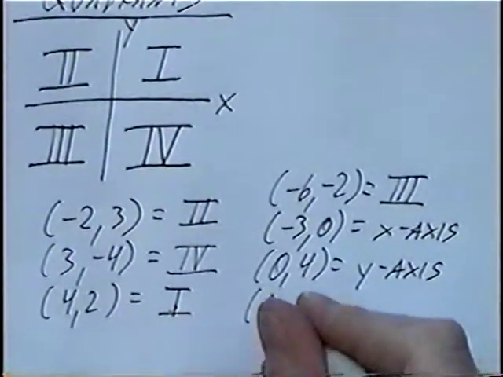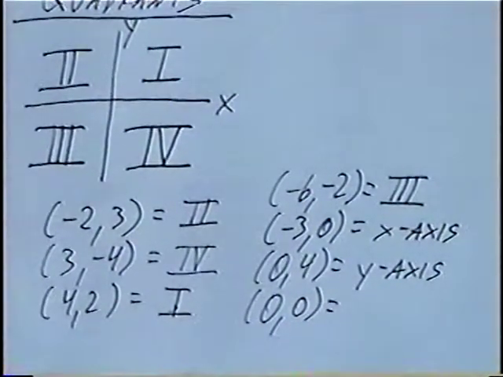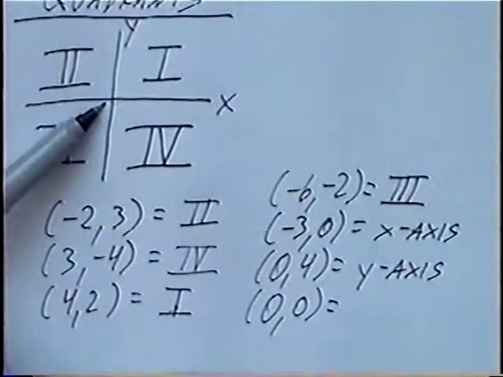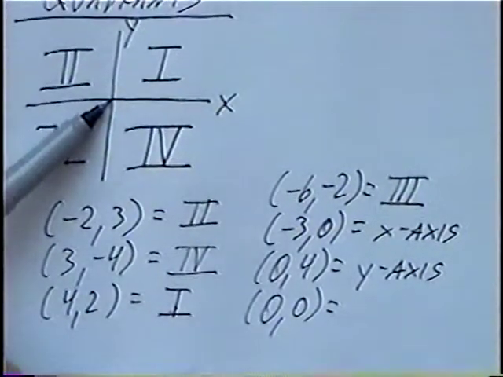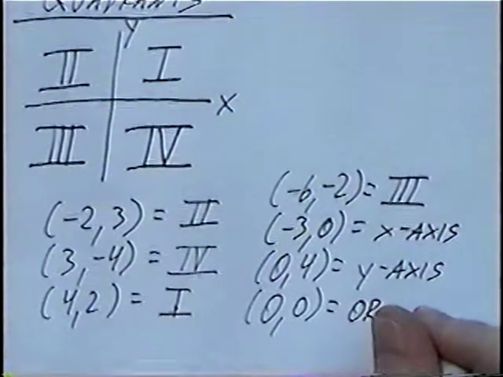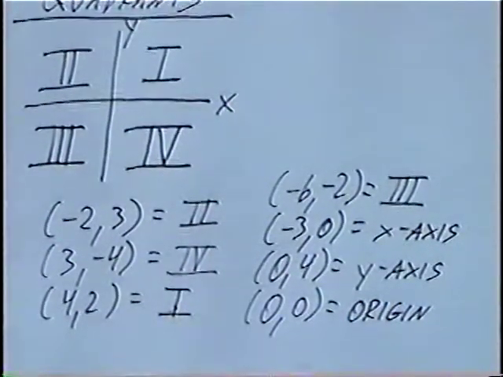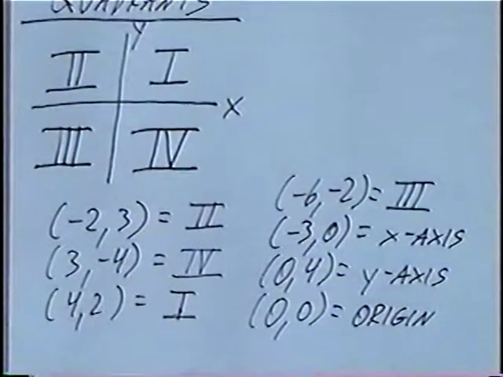And last point we'll look at is 0, 0. 0 for x would be in the middle, 0 for y would stay in the middle, and the middle point is called the origin. And that would be the quadrants for graphing on an xy axis.